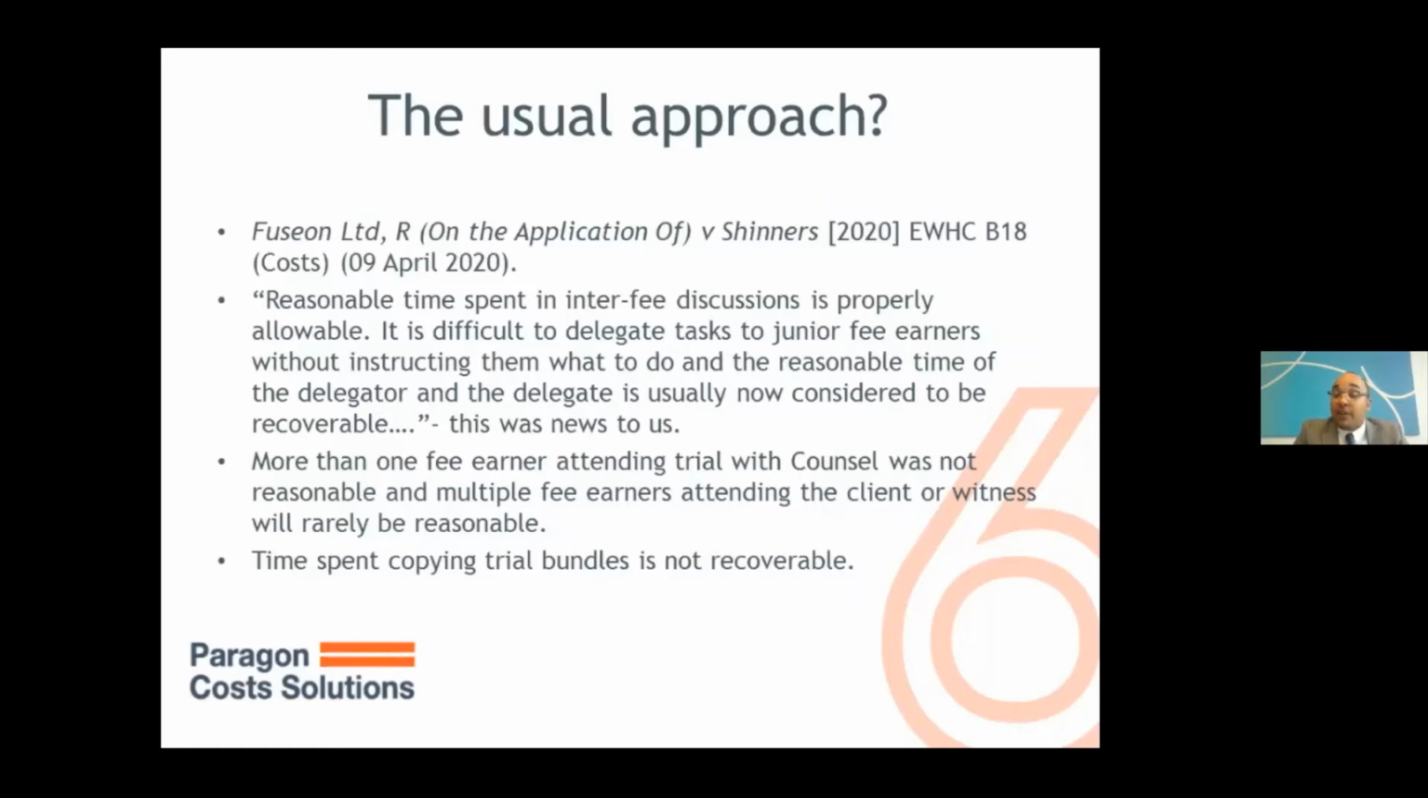Now, this surprised me because I'm pretty certain in probably very similar words I put this argument before Master Gordon Saker, and he said that inter-fee discussions were not recoverable. So I'm not quite sure when the tide changed, but I'm pleased that it has, because as he said, it is entirely logical that if you need to delegate tasks to somebody, then you should be allowed the time spent for doing so. So I think this is a very helpful decision. It's a High Court decision, so not necessarily binding on every court, but the fact that it's Master Gordon Saker and he's the senior cost judge, I think it's likely to carry some weight.